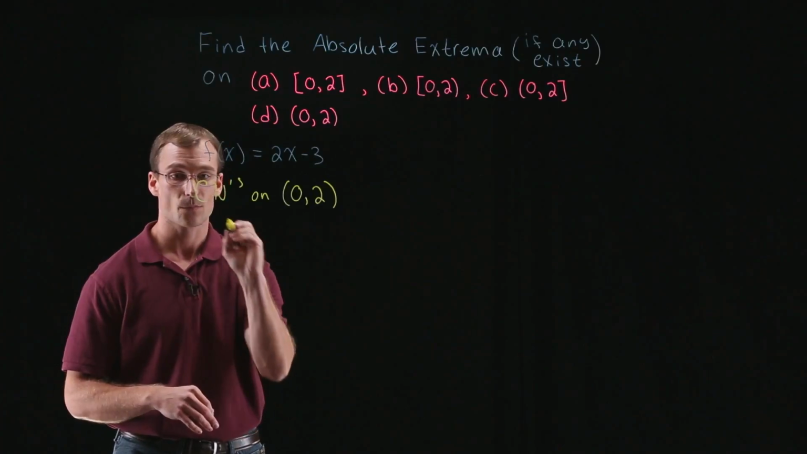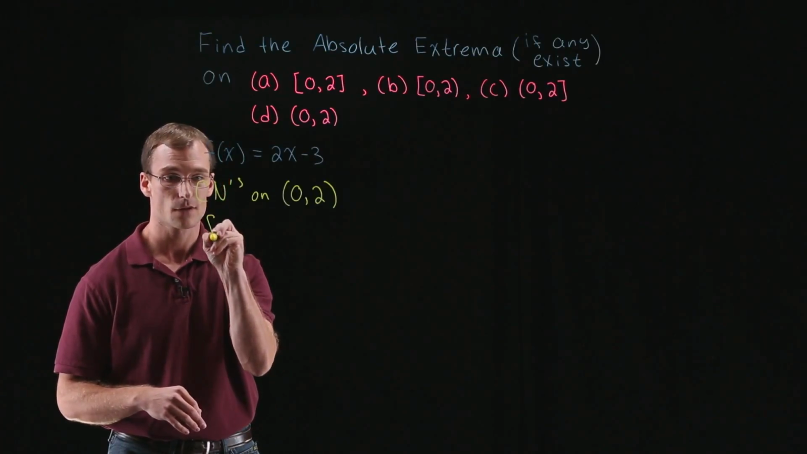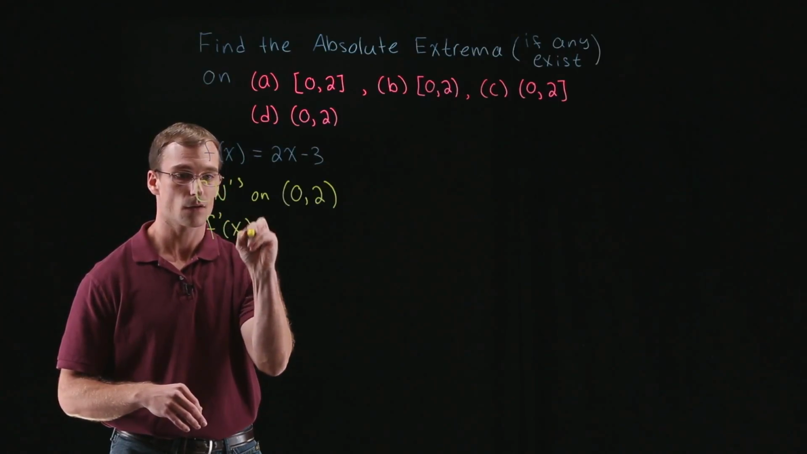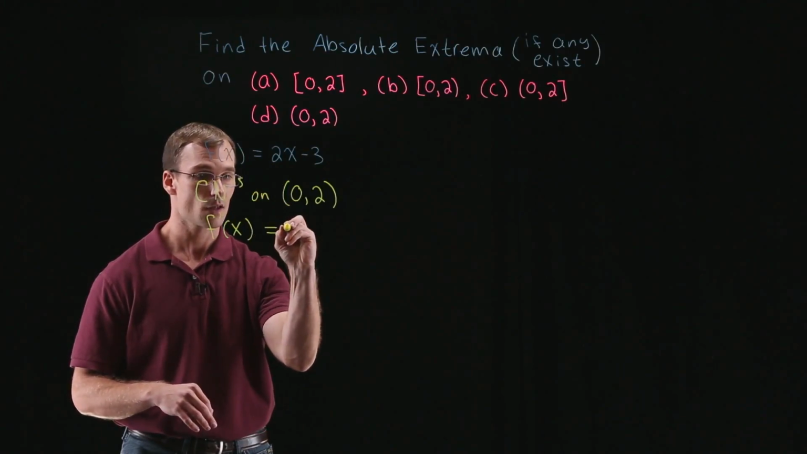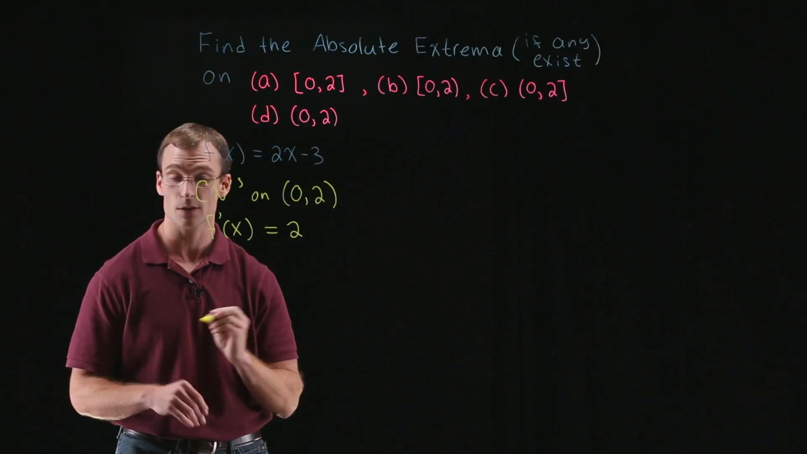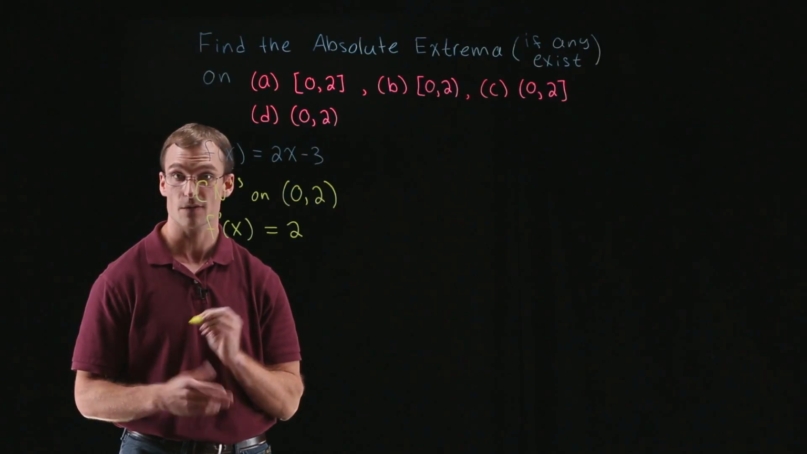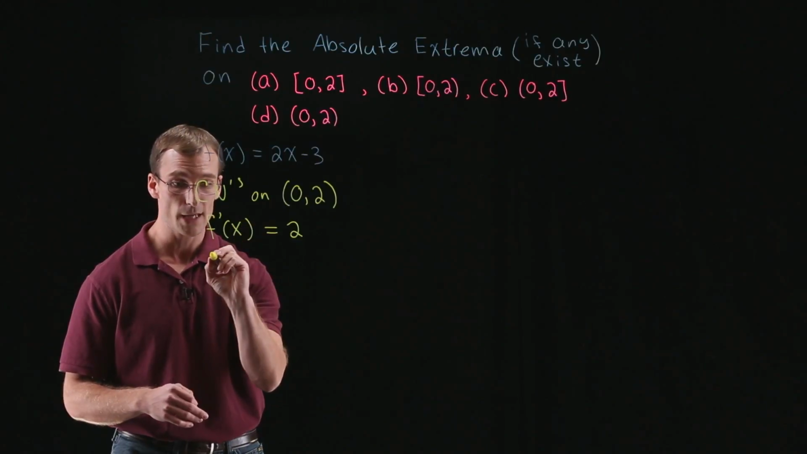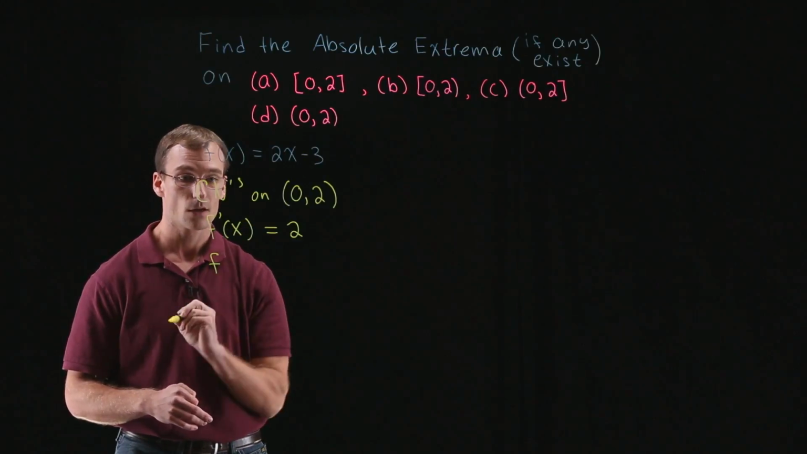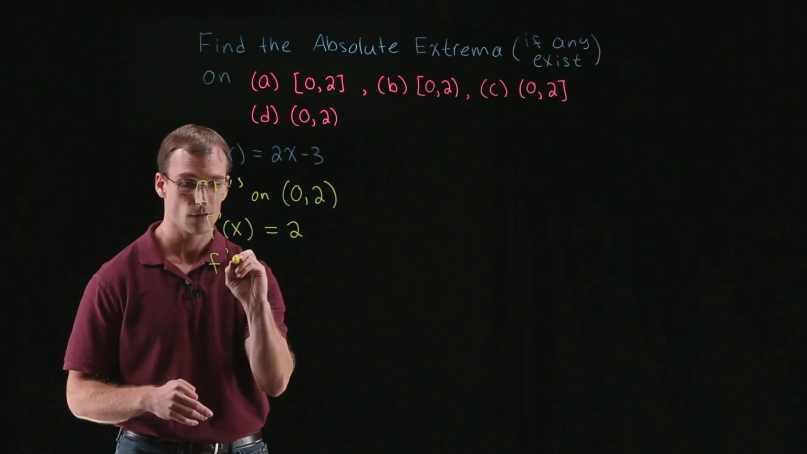So the critical numbers, right? Well, we start by taking our derivative. So f of x is 2x minus 3, so f prime of x is just equal to 2. And so critical numbers are the x values wherever the derivative is 0 or undefined. And so looking at what we have, our derivative is not going to be undefined.